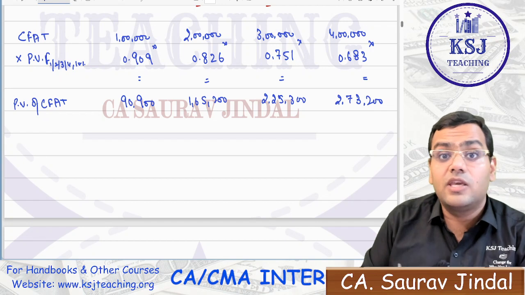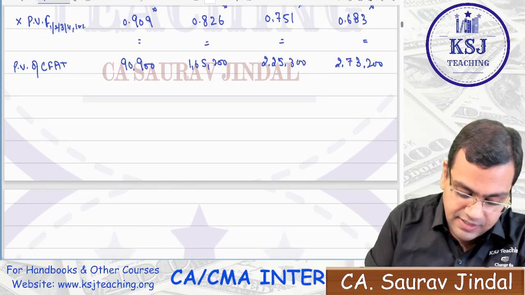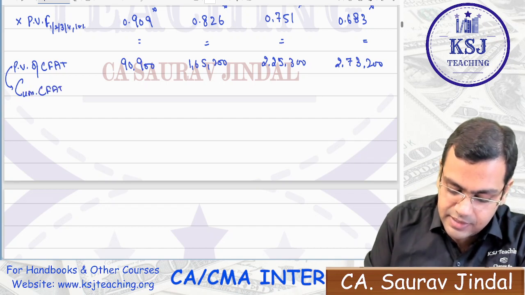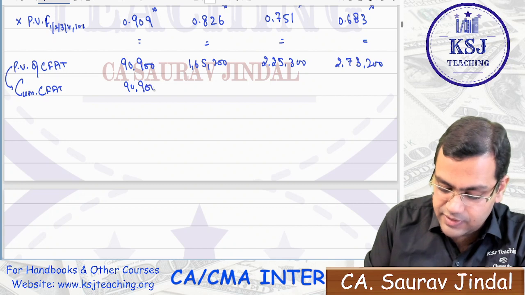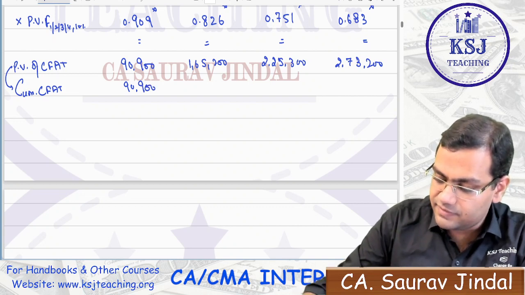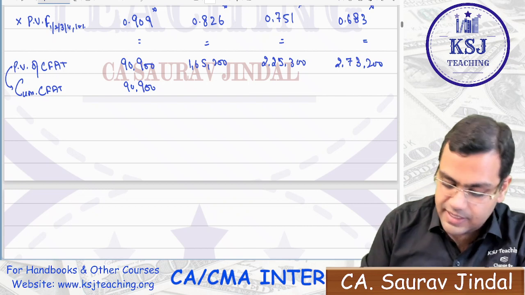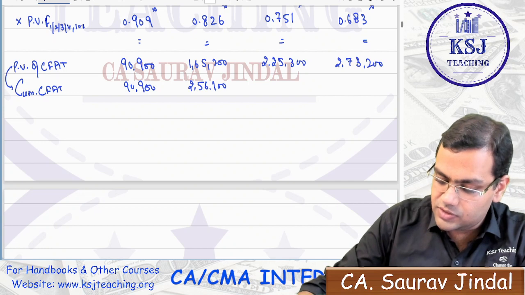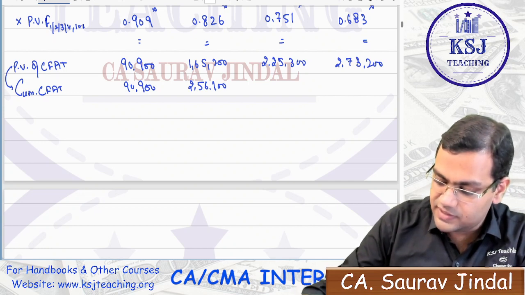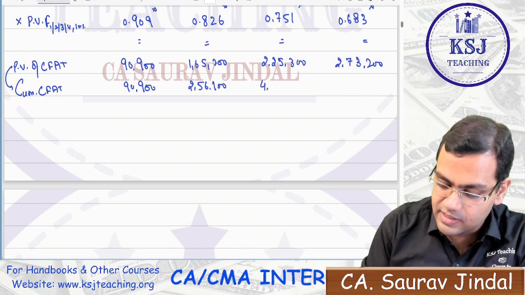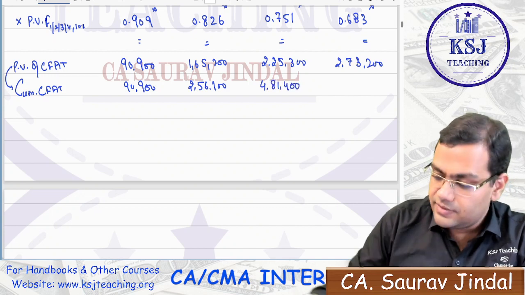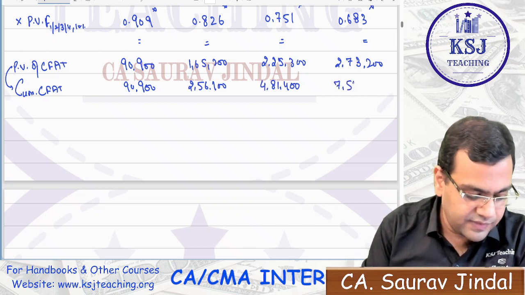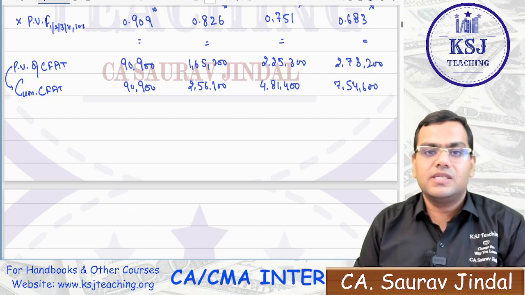Now we will calculate the cumulative CFAT from the present value. This will come to 90,900. The second will come to 1,65,200 plus 90,900, that is 2,56,100. The next one is 2,25,300 plus 2,56,100, that comes to 4,81,400. The next is plus 2,73,200, that is 7,54,600. Now, this is the cumulative CFAT.